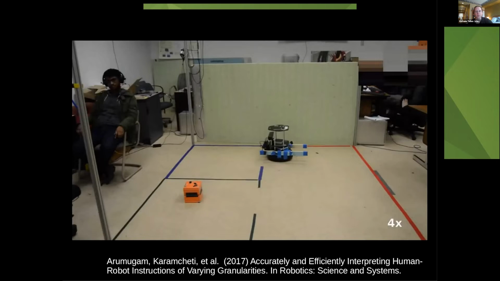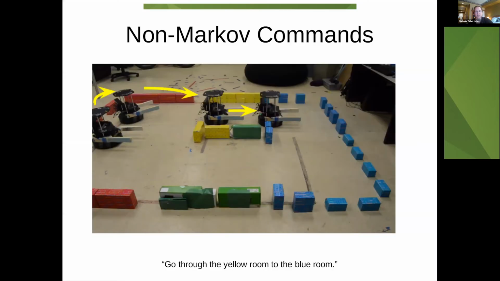And because it's using a planner, if something goes wrong in the process, if you block the robot or pull it into a different room, it's able to efficiently replan and recover if there's some kind of failure. So that's hierarchical commands.